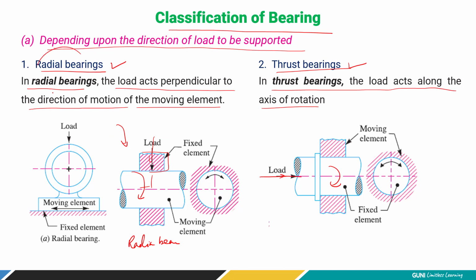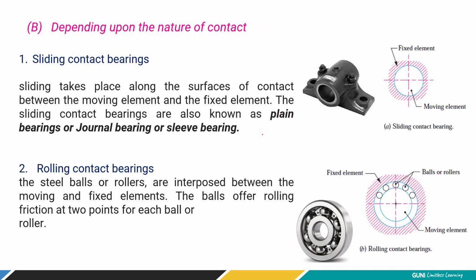In the case of a radial bearing, the load acts perpendicular to the axis of rotation, and in a thrust bearing it acts along the axis, right? So it acts along the axis of rotation. So these are the two basic classifications of bearings. Now, it is classified this way because of the requirements of machines.